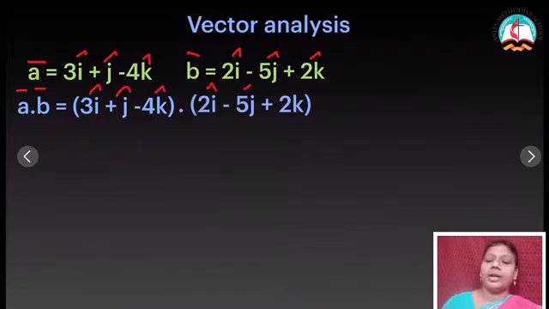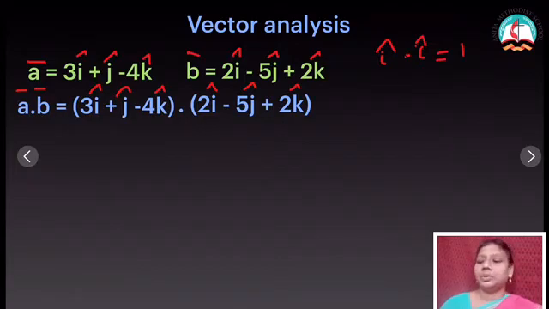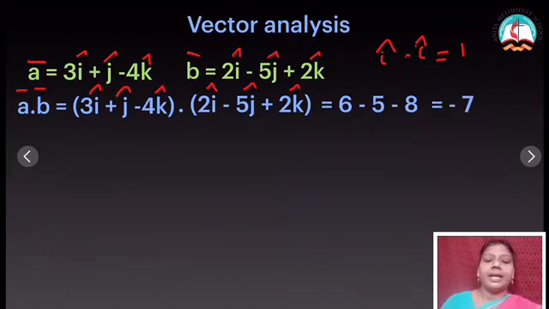That means for the dot product, you always take i with i, j with j and k with k. But my i dot i, j dot j, k dot k value will always be equal to 1. Therefore, those values will drop off. Therefore, we can get the answer as 3 2s are 6 minus 5 and then minus 8. So what could be my answer? That is equal to minus 7. If I take a scalar product, that is A dot B, I will get an answer in the form of a scalar.